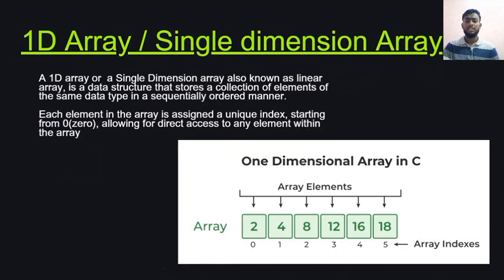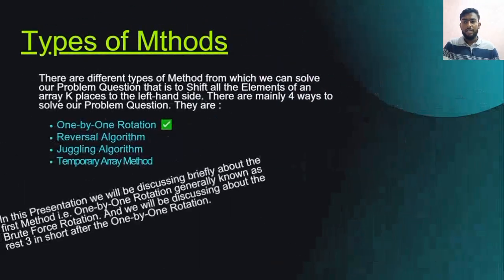1D array, also known as a single dimensional array, or linear array, is a data structure that stores a number of elements of the same data type in a sequential order. Each element of the array has a unique index number starting from 0, and it goes up to n minus 1, where n is the limit of the array, the number of elements you can store in it. So let's move on to the next slide.